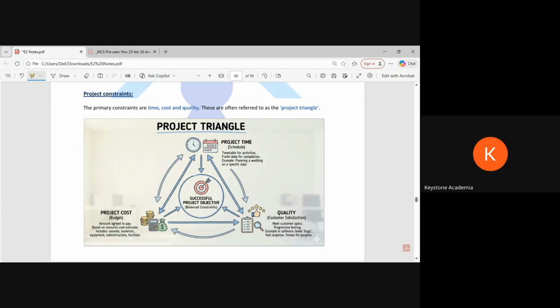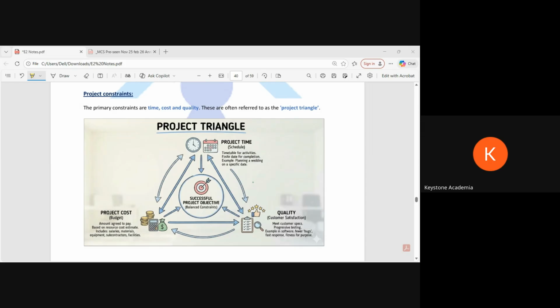Then the project cost. If you look at the major projects, what happened in the Olympics, if you look at the Tokyo Olympics, it was about to happen in 2020. And because of COVID, it got postponed and it happened in 2021. So if you look at that, the resources required just multiplied. They had to spend a lot more money than they expected. Why? One of the reasons was the time, because they had to postpone it. And the other reason was the quality. There were a lot of changes they needed to make. So when they changed the time, automatically the cost changed.